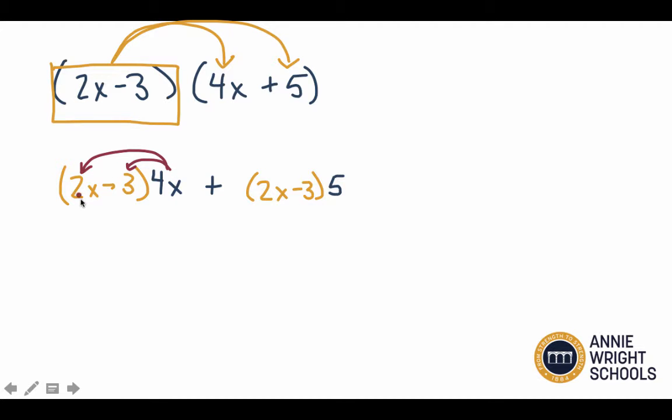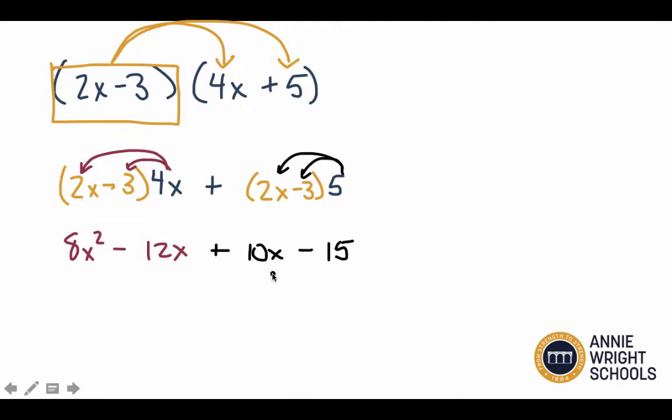So I'm going to take this 4x and multiply by 2x and get 8x squared. I'm going to take this 4x multiply by negative 3 and get negative 12x. I'm then going to take this 5 multiply by 2x and get 10x. I'm then going to take this 5 multiply by this negative 3 and get negative 15.